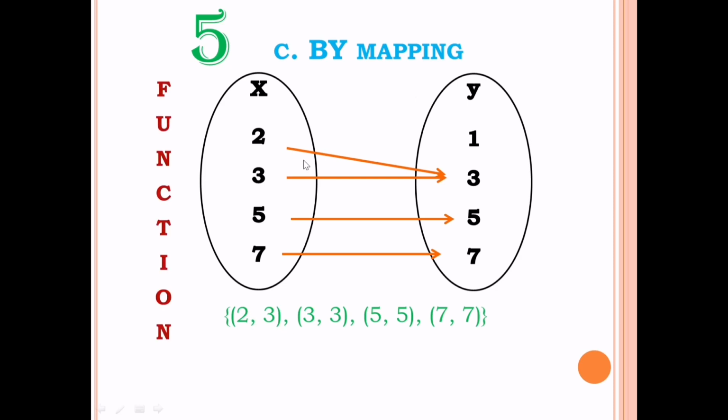But let us try to see the characteristic of the correspondence. So 2 corresponds to 3, 3 corresponds to 3. So there are many y's going to, what we call, many to 1. Many y's pair with the same x. Many to 1 correspondence. So it is a function.